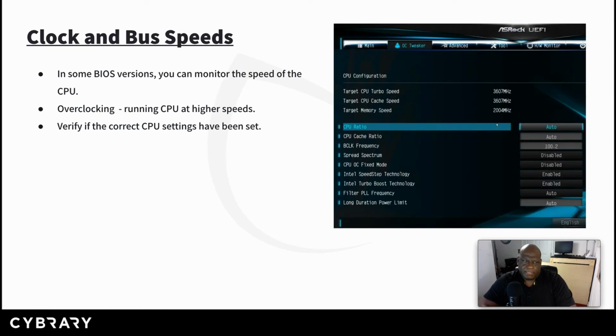Clock and bus speeds. In some BIOS versions, you can monitor the speed of the CPU. Overclocking is what we learned in the earlier lesson of 1.6: running the CPU at higher speeds allows you to make adjustments or change the clock speed. You can verify in the BIOS that your clock speed is running according to the manufacturer details.